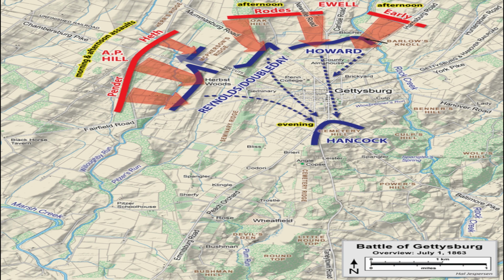By mid-morning, elements of the Union First Corps, led by Major General John F. Reynolds, began to arrive, reinforcing Buford's cavalry. Reynolds quickly engaged the Confederates, but was tragically killed early in the fighting, a significant blow to the Union command. Despite his death, the Union forces fought on, with Major General Abner Doubleday taking over command of the I Corps.